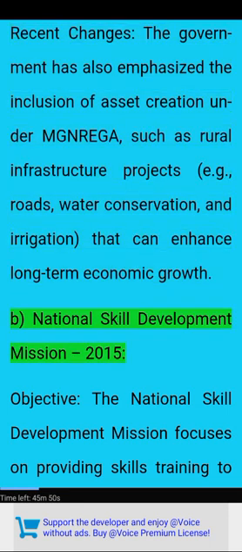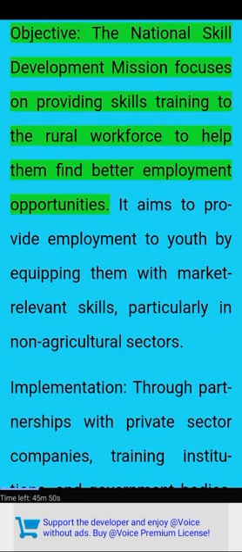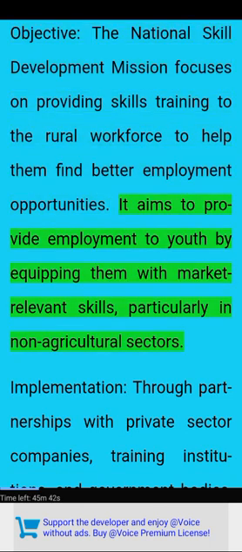B. National Skill Development Mission 2015. Objective. The National Skill Development Mission focuses on providing skills training to the rural workforce to help them find better employment opportunities. It aims to provide employment to youth by equipping them with market-relevant skills, particularly in non-agricultural sectors.